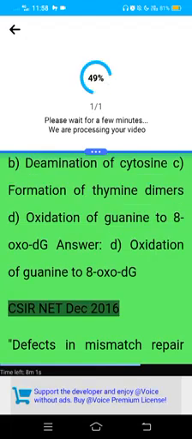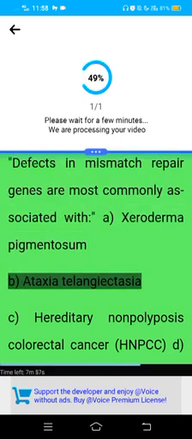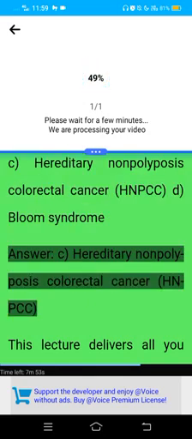CSIR NET December 2016. Defects in mismatch repair genes are most commonly associated with A. Xeroderma pigmentosum. B. Ataxia-telangiectasia. C. Hereditary non-polyposis colorectal cancer, HNPCC. D. Bloom syndrome. Answer, C. Hereditary non-polyposis colorectal cancer, HNPCC.